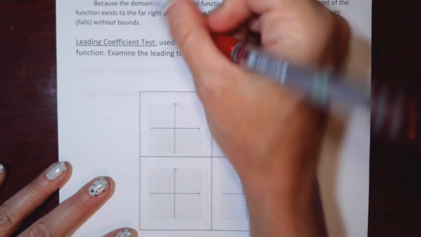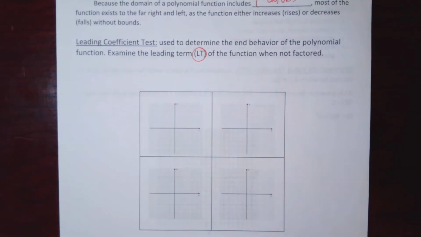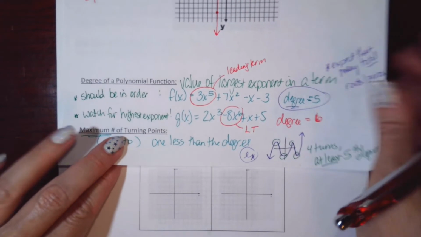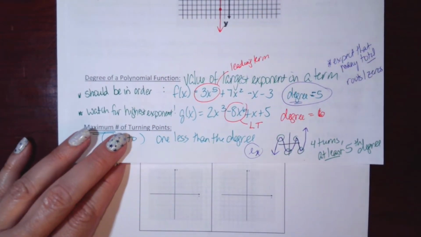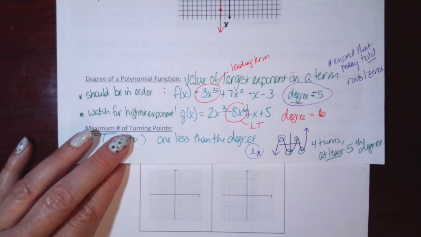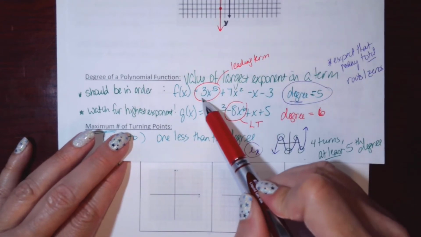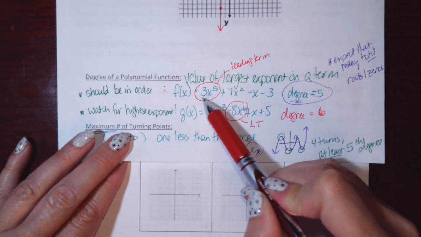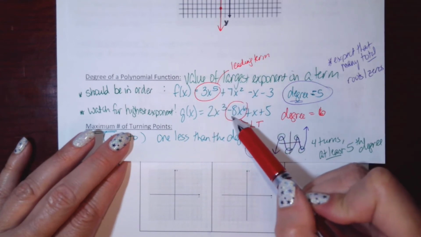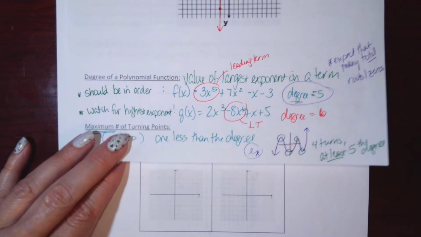We have to examine the leading term of the function when the function is not factored. Now I circled those leading terms. The leading term is the term with the largest exponent. A leading term has 3 pieces of information. It has a coefficient, a base, and an exponent. Right here: coefficient, base, exponent.